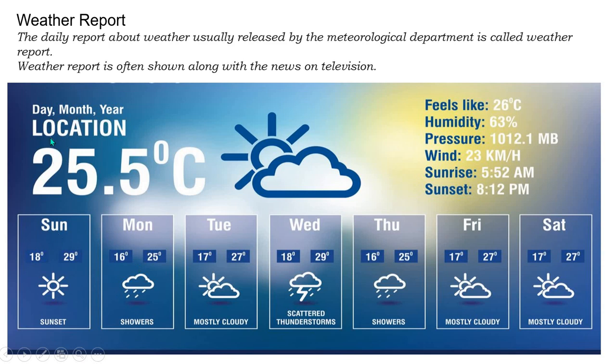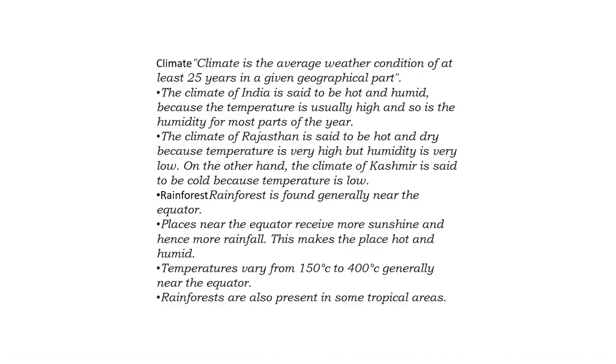Like a day, month and year, on which day the sunset will be, in the morning 18 degrees centigrade and at noon 29 degrees centigrade, like this. And the elements they have taken under consideration are fields like humidity, pressure, wind, sunrise, sunset. And for a week they have shown how the temperature will be. So weather reports help a lot, and we can plan anything by seeing a weather report. Now let's see the climate.